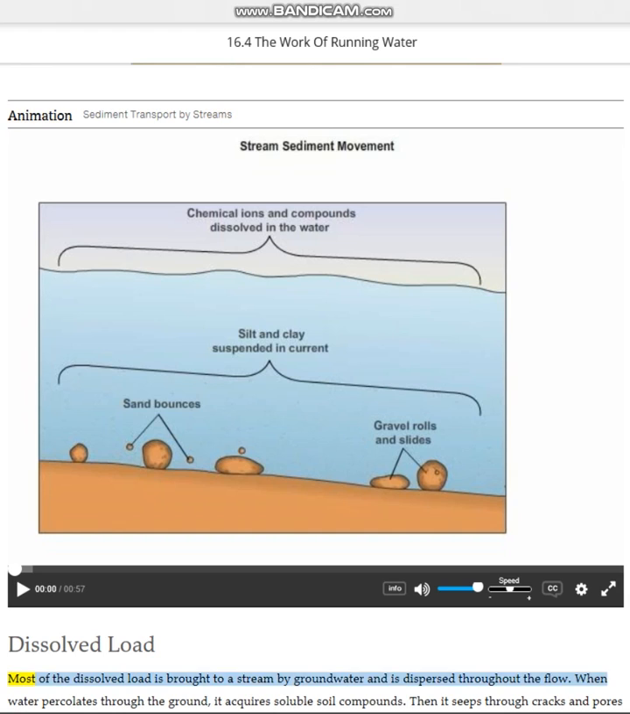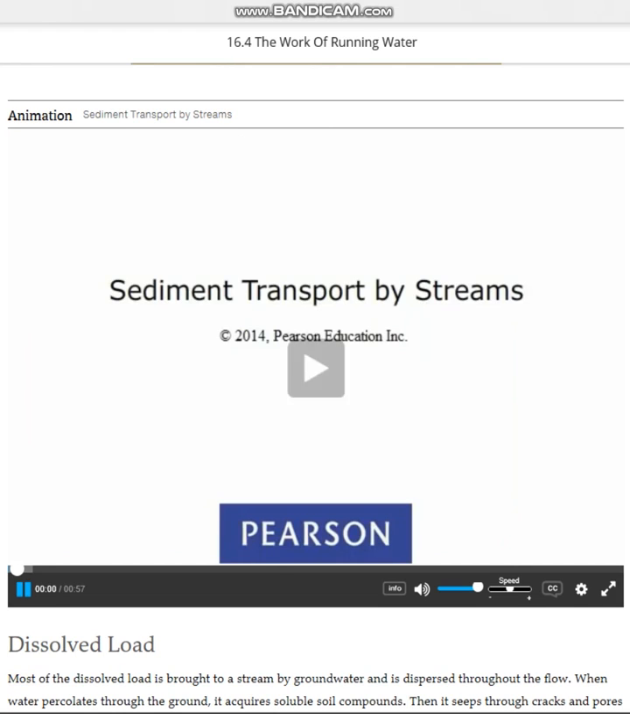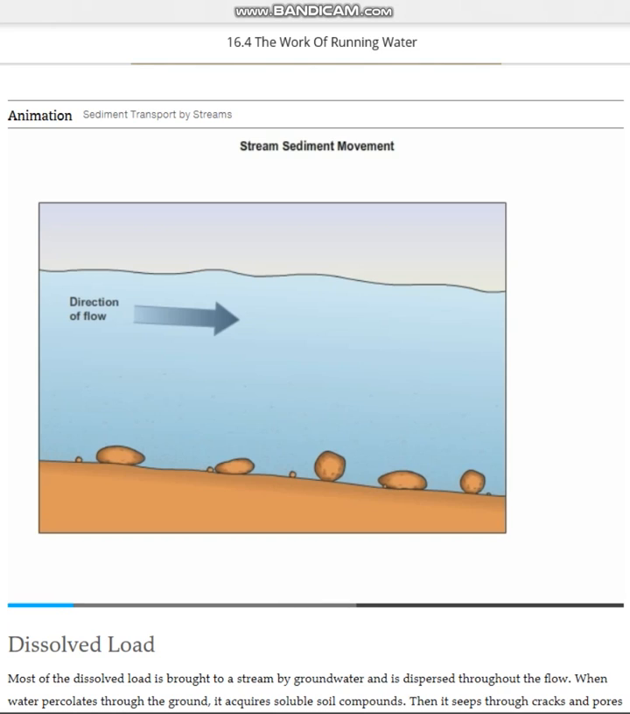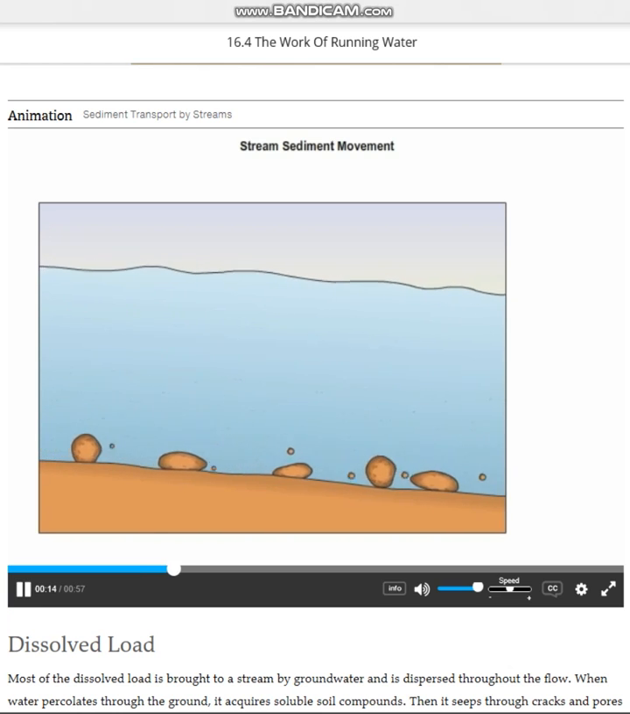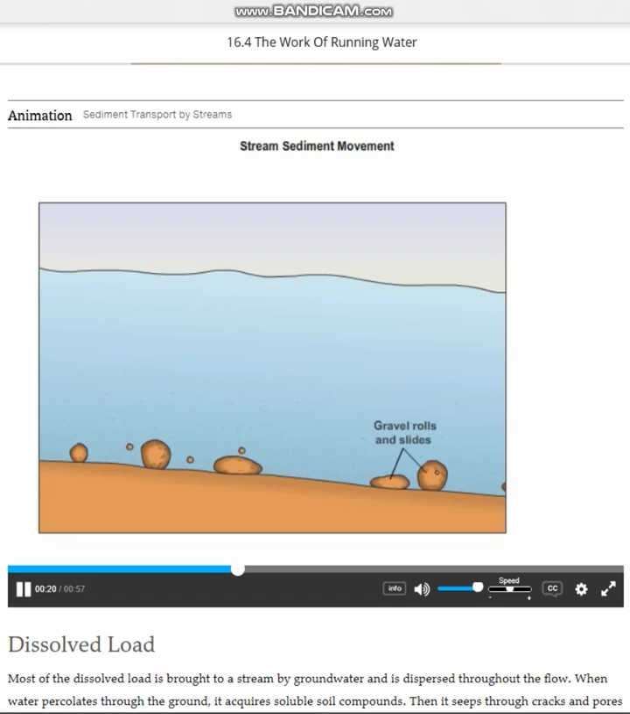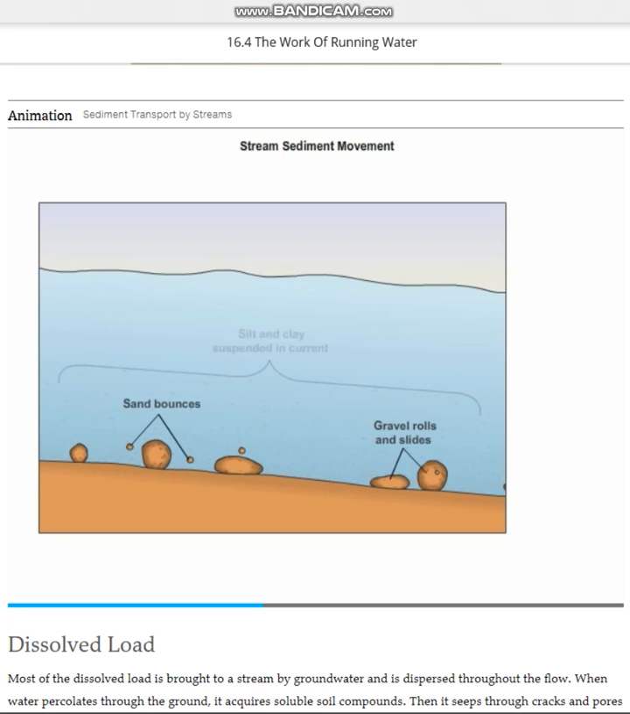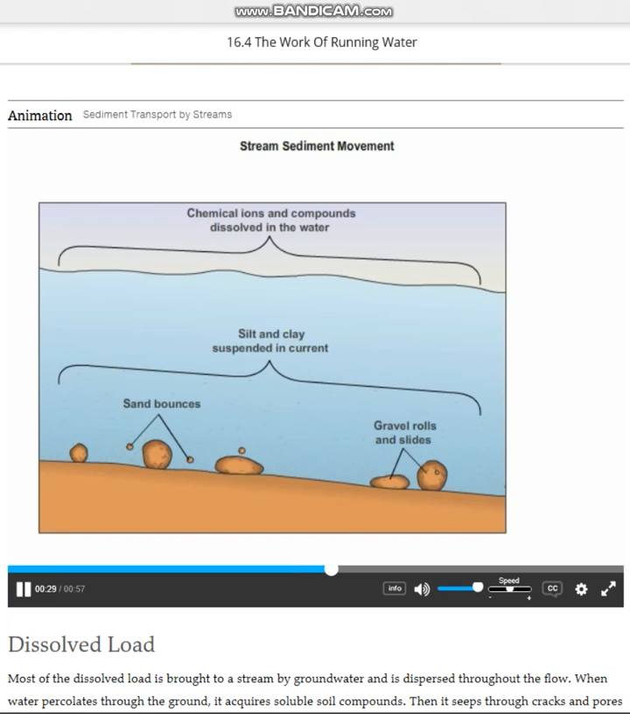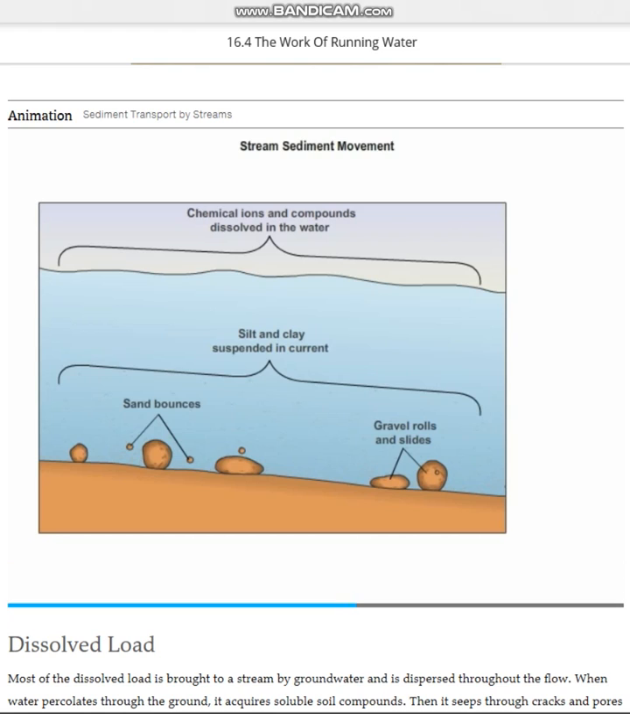Dissolved load. Stream sediment movement. Rock transported by the flowing water of a stream is known as the stream load. The stream load moves in several different ways. Some compounds, such as salts, may be dissolved in the flowing water. Very fine particles of clay and silt are carried in suspension without touching the stream bed. Larger particles, such as sand, may jump or bounce along the bottom in a process called saltation. The largest particles, such as gravel and cobbles, slide or roll along the bottom in a process known as traction.